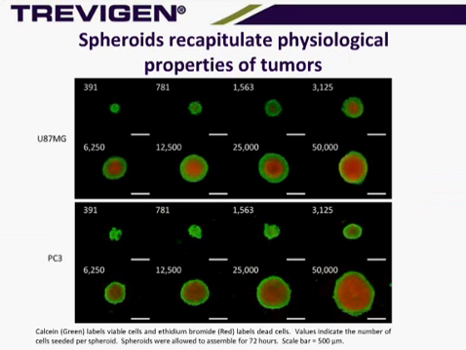This next slide. Here we have U87MG, which are a glioblastoma, astrocytoma cell line, and PC3s, which are a prostate cancer cell line. And we have different numbers of cells seeded in each well, and this is at the top left-hand corner. So in this top figure it says 391, the next figure is 781, and then 1563. So we're seeing an increasing number of cells, and as we increase the number of cells in each well, we're increasing the size of each spheroid.